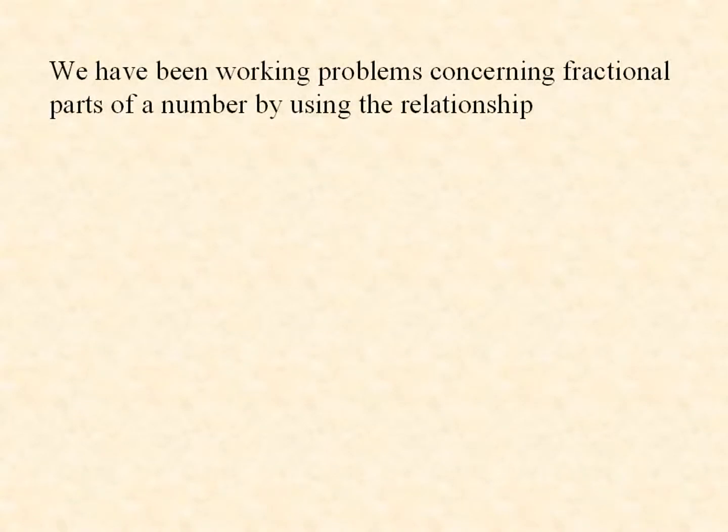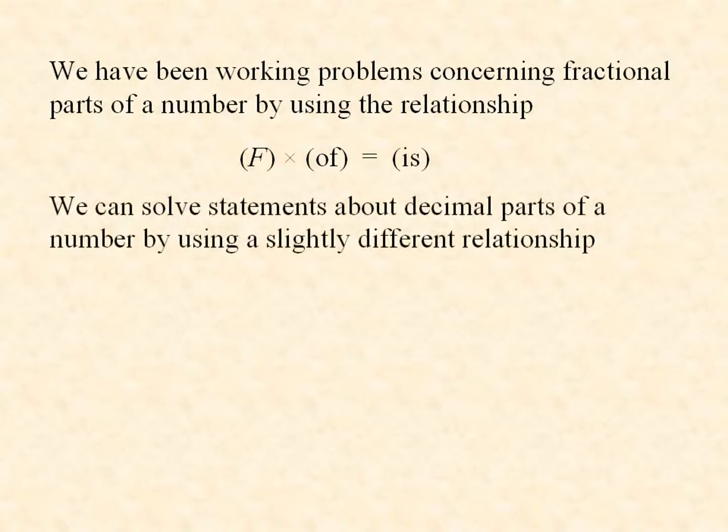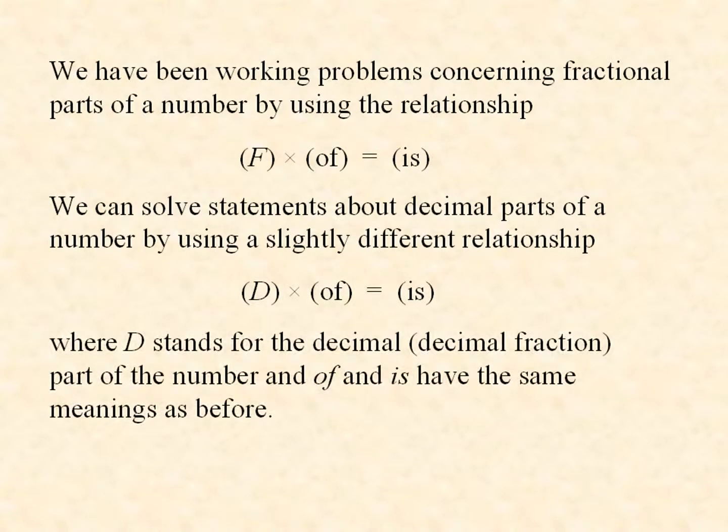We've been working problems concerning fractional parts of a number by using the relationship F times of equals is. We can solve statements about decimal parts of a number by using a slightly different relationship. D times of equals is, where D stands for the decimal or decimal fraction part of the number, and of and is have the same meanings as before. Here are some examples.